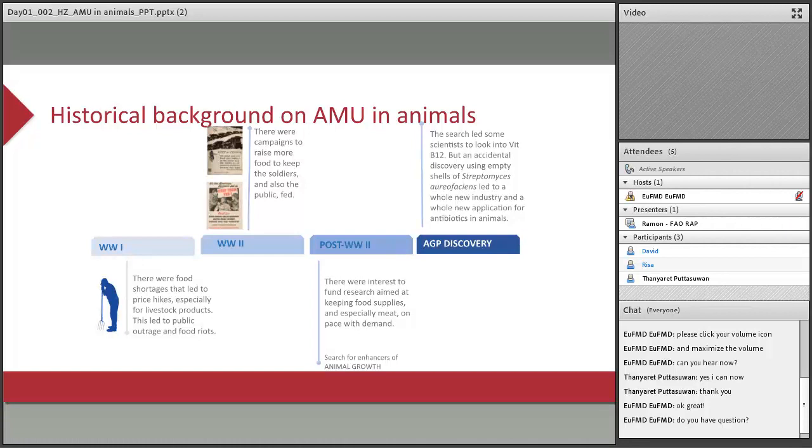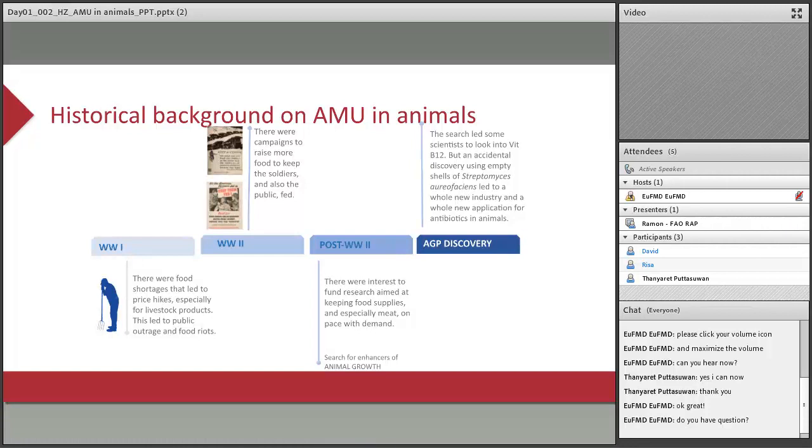So there were more campaigns or activities for families on how we can raise more food to give to people, to soldiers, and also to the public.